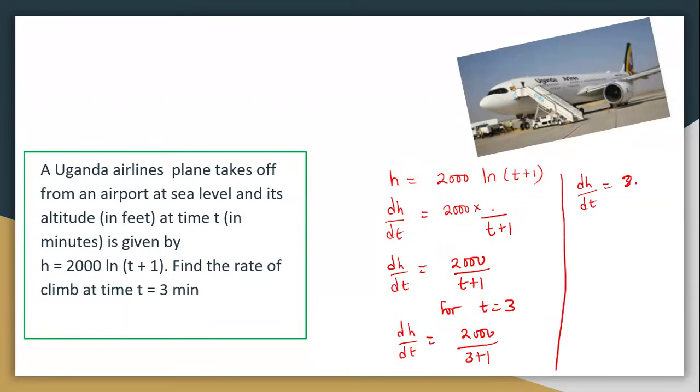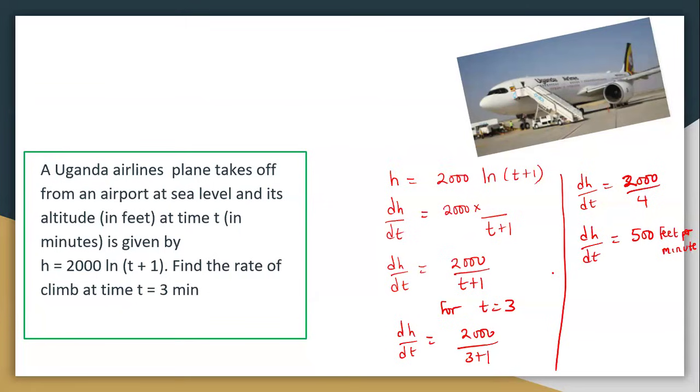It is 2000 out of 4, and then it is 500 feet. Now, what are the units? What is the h, the t? It is in feet. No, sorry, that is in feet per minute. 500 feet per minute.